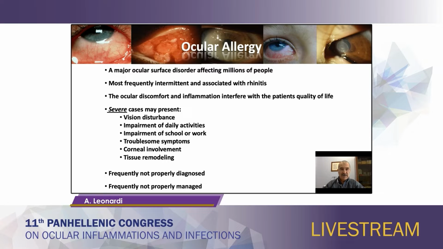Today we'll talk about tissue remodeling and ocular allergy, a very specific topic in ocular allergy in particular. Ocular allergy is one of the major ocular surface disorders affecting millions of people. It goes from different mild forms, usually associated with rhinitis, to severe forms like VKC and AKC that might cause several problems to our patients.